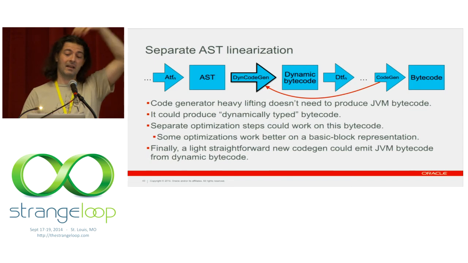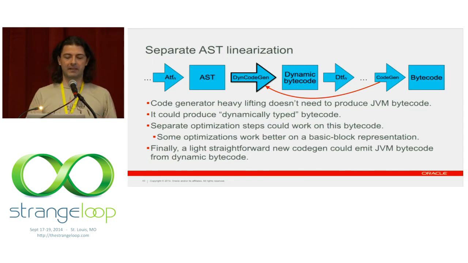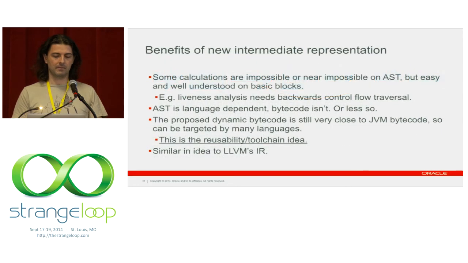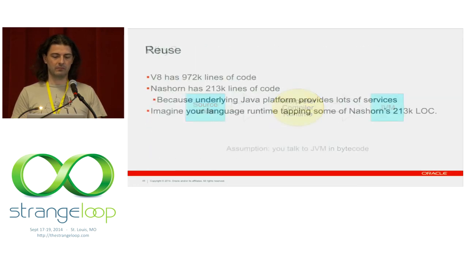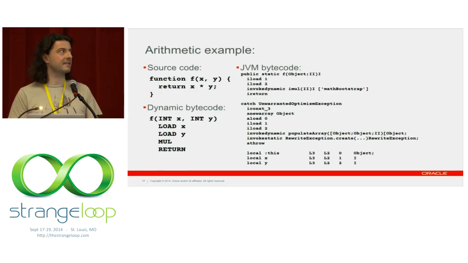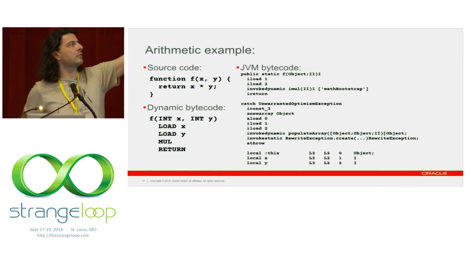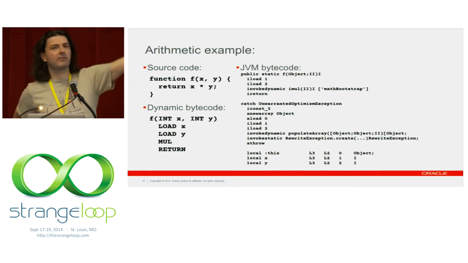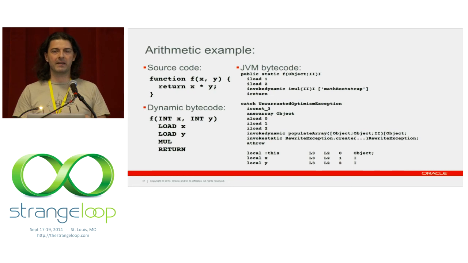It doesn't exist yet, and I call it the dynamic code gen. That would be creating something like a dynamically typed bytecode, which would look something like this. So if you have a function square, you could emit something like load x, load y, multiply, return. And it would be our library that would convert that into what you have on the right side, figure out whether there is any optimism that needs to be done, and emit the final bytecode.